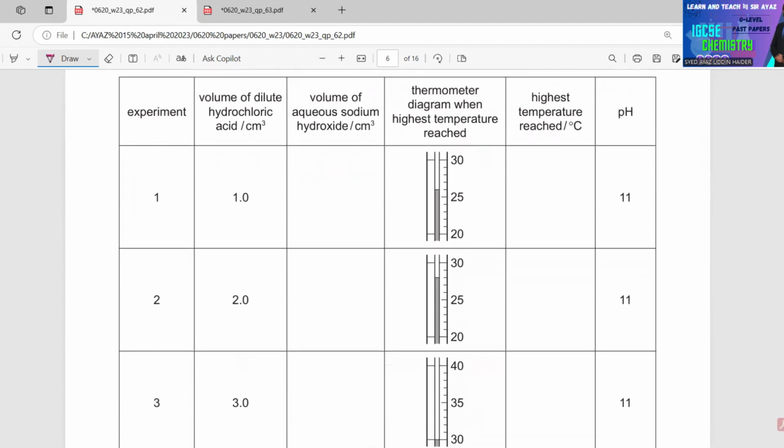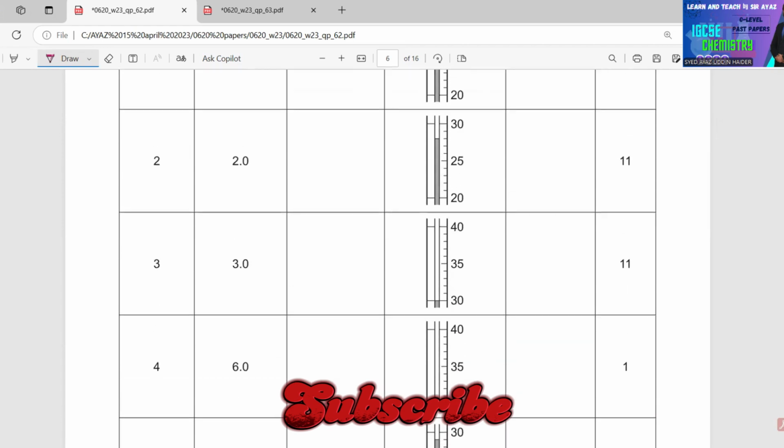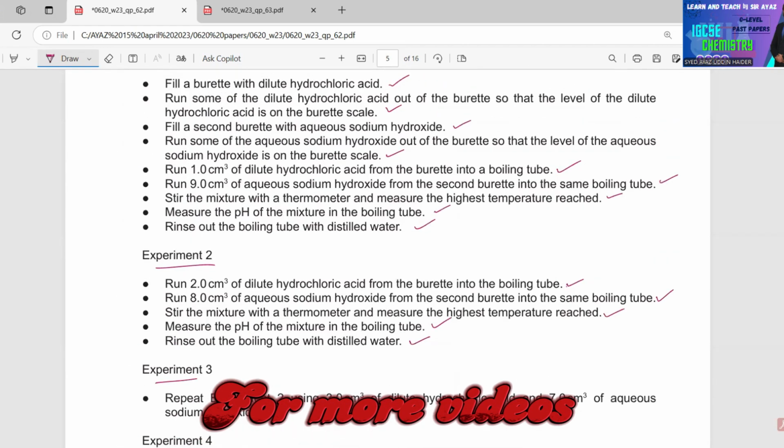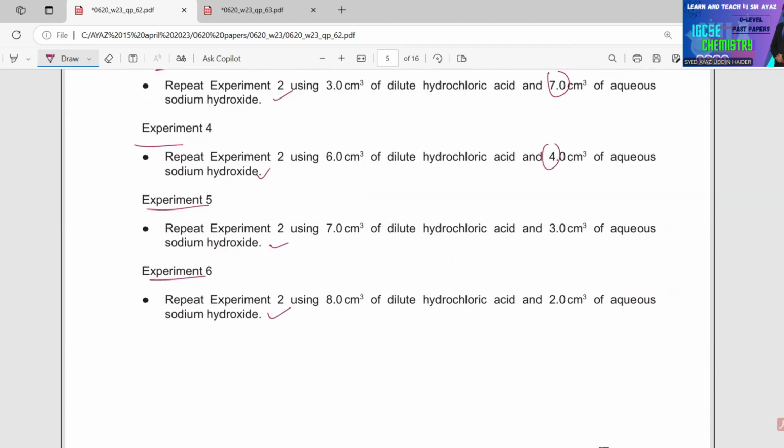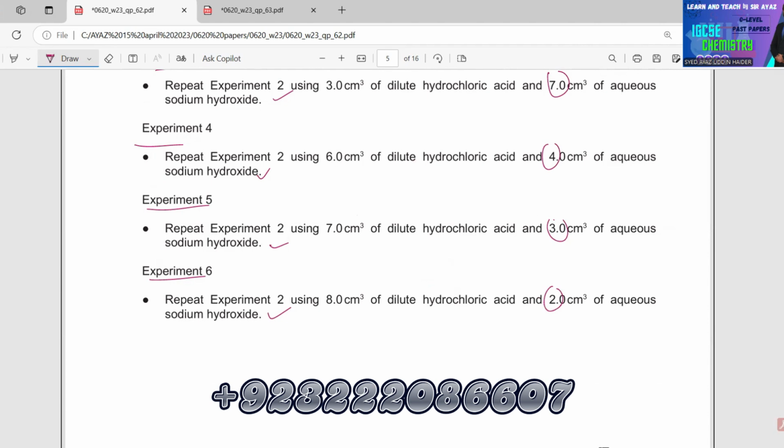So in experiment 1, the volume of dilute hydrochloric acid is 1, and we need the volume of aqueous sodium hydroxide. So what will be the volume of sodium hydroxide for experiments 1, 2, 3, 4, 5, 6? If you see, in experiment 1 they've used 9 centimeter cube, 8 in experiment 2, 7 in experiment 3, 4 in experiment 4, 3 in experiment 5, 2 in experiment 6. So these are the readings: 9, 8, 7, 4, 3, 2.